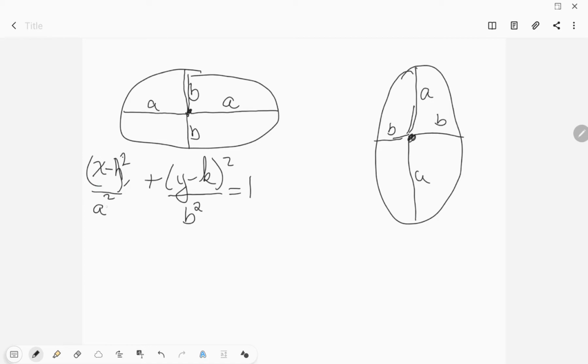Now, you could reverse that. You could have y minus k squared over b squared plus x minus h squared over a squared. I don't know why you would, but because you're adding fractions, which way it's written doesn't matter. Standard form when it's going vertically is x minus h squared over b squared plus y minus k squared over a squared equals 1. Because the y and the a's are going in the same direction, they're over top of one another. And because the b's and the x-axis are going in the same direction, they're over top of one another. That is standard form.